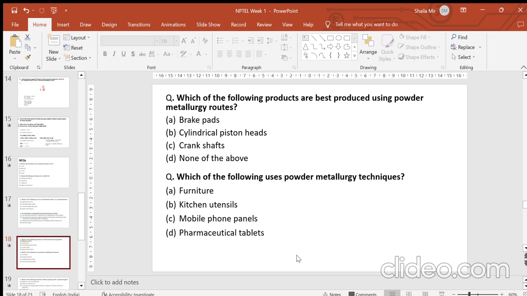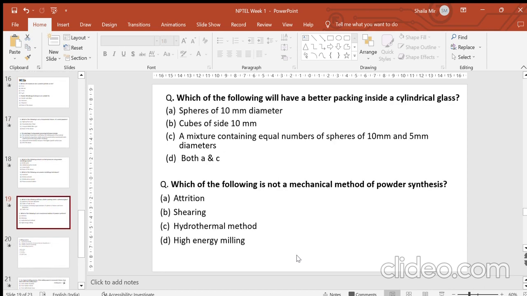So, which of the following uses powder metallurgy techniques? Furniture, kitchen utensils, mobile phone panels, pharmaceutical tablets. Pharmaceutical tablets, right? Because we are taking a powder form, then we are pelletizing it and then forming it in the form of tablets. While for other applications, we are using the properties of malleability and ductility to, say, for example, form the utensils or mobile phone panels or even furniture.